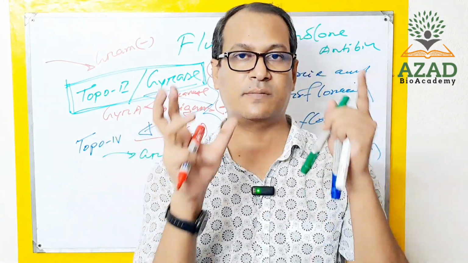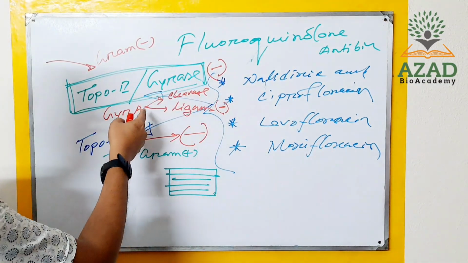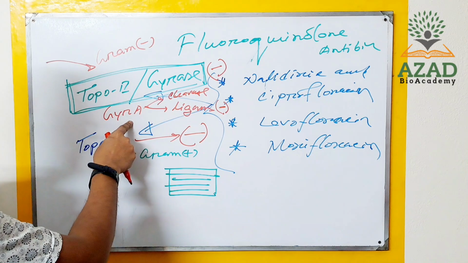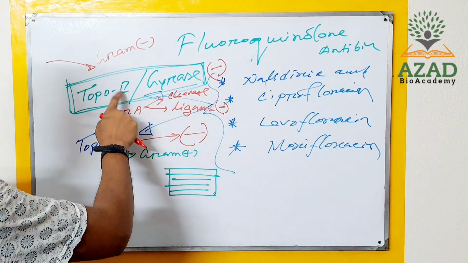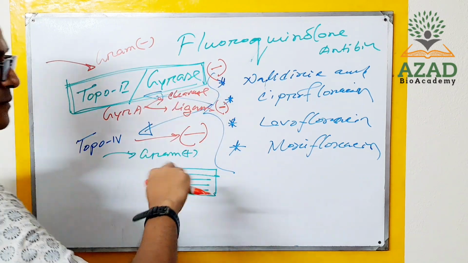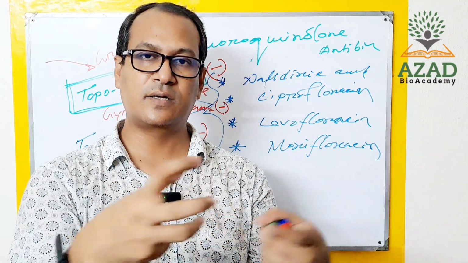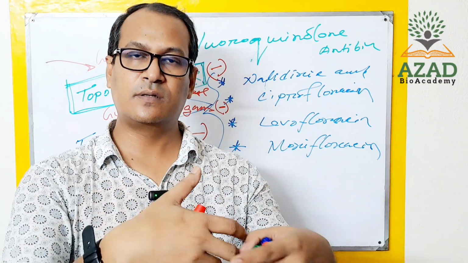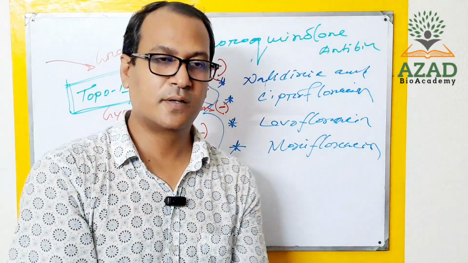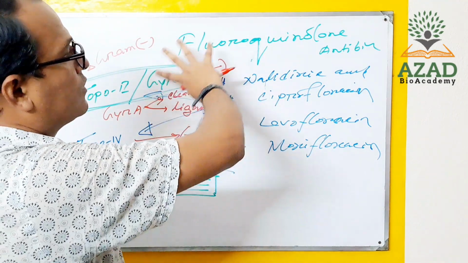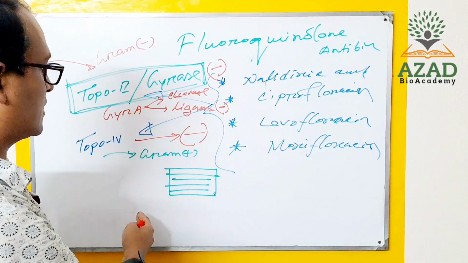Finally, it will work as a bactericidal because it will mostly work on topoisomerase 2 and the Gyr subunit. It will bind with that and inhibit the ligation, and the cutting cleavage function of topoisomerase 2 will continue, and finally the DNA will be degraded, the DNA will be fragmented, and finally the bacteria will die. Okay, so this is all about the fluoroquinolone derivative antibiotics and their classification, function, and mechanism of action.